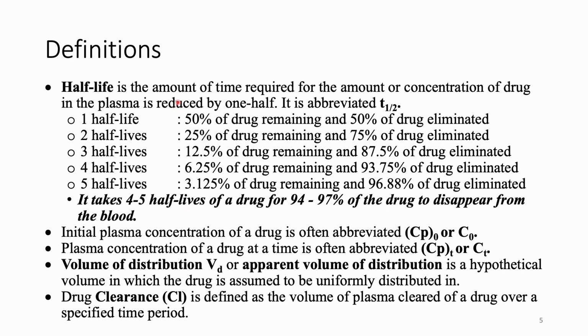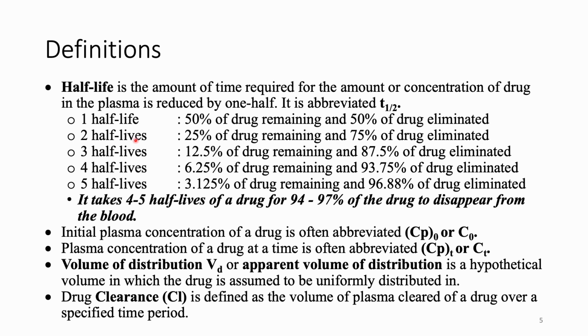The calculation of frequency of use is mainly based on the half-life of a drug. Half-life is the amount of time required for the amount or concentration of drug in the plasma to be reduced by half. It is abbreviated as T-half. For every half-life, half of the drug remaining will be reduced. For one half-life, 50% of drug remains compared to the initial one, and 50% of drug is eliminated.